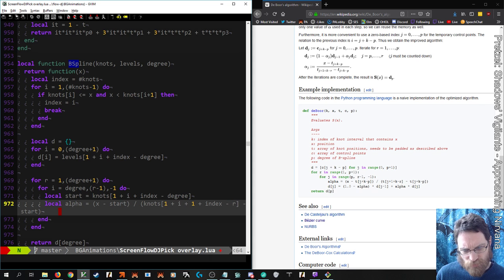So that's the start of that degree, divided by... could that ever be divided by 0? J plus 1, k minus r, k minus p. P to r minus 1. Well, it starts at p and it's plus 1, so it should never be 0.